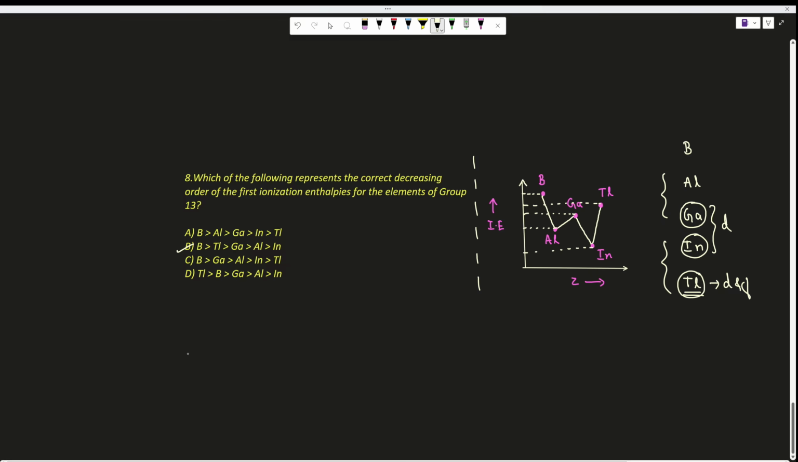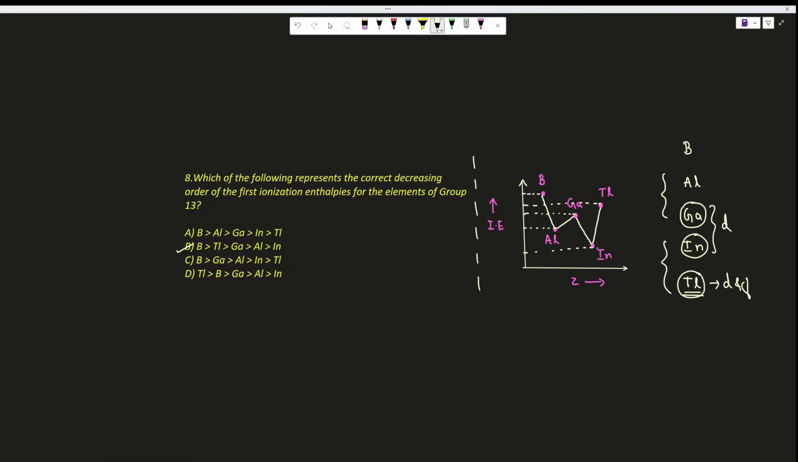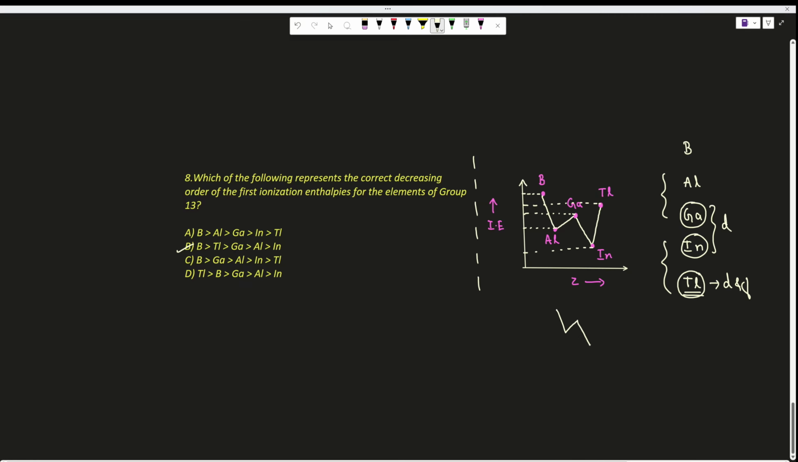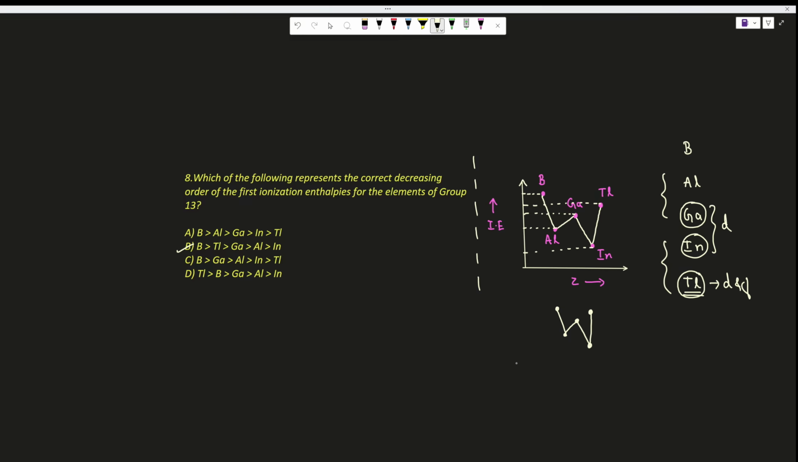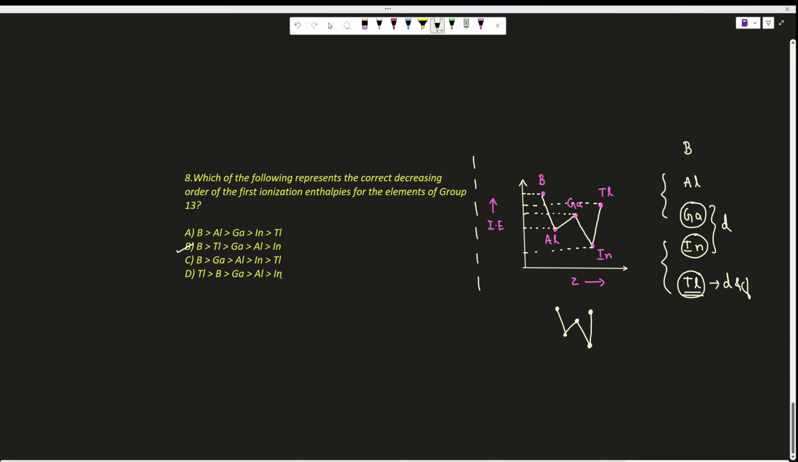It is a bit difficult to remember, so you can remember it in the form of the graph W. It is W, you have to write W like this. So these points you can remember: boron, aluminium, gallium, indium, and thallium. Accordingly you can see the values. It is very easy to remember. I hope this trick is very helpful. So we have solved these questions today related to the 13th group. That's all for today, students.